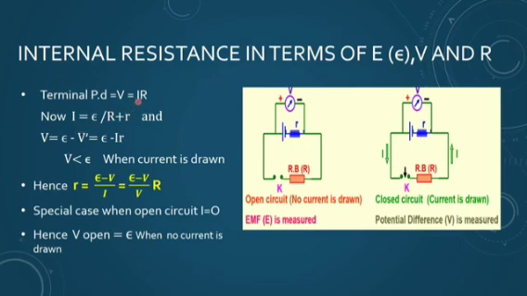And if you put the value of I here, which we have derived, that is equal to epsilon upon R plus r, then I get that V is equal to epsilon minus V dash by the definition we have done. So I am getting epsilon minus Ir. So what it is, your terminal potential difference is less than EMF when current is drawn. This is again a very important thing. Most of the times you should be aware of this, that V is always less than EMF. Terminal potential difference is less than EMF.